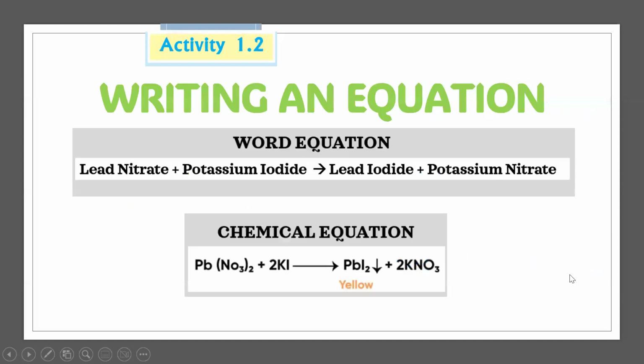This is a product. On activity 1.2, see, lead nitrate is reacting with potassium iodide and that gives lead iodide plus potassium nitrate. This is a chemical equation. Lead nitrate means Pb(NO3)2. Potassium iodide means 2KI. Lead iodide means PbI2. So this is a yellow precipitate, that's why we are giving a downward arrow. Next one is potassium nitrate, KNO3.